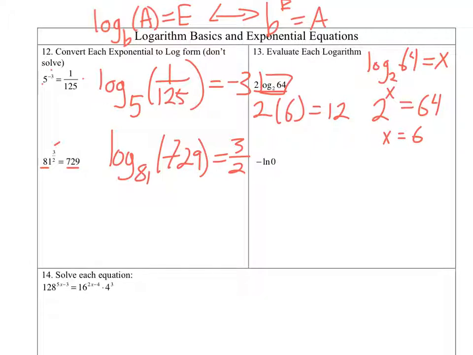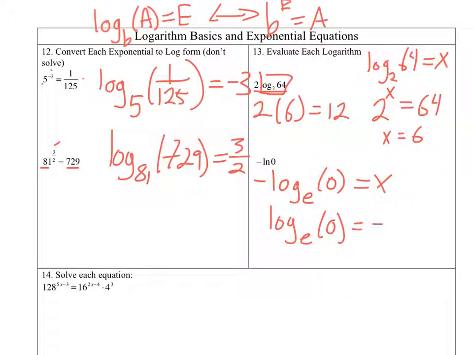Negative natural log of 0. Well, let's convert this to something that's a little bit easier for us to read, which is log base e of 0. And then we're going to write that as log base e of 0 is equal to -x, just to kind of get rid of that negative. That means that e to the -x is equal to 0.